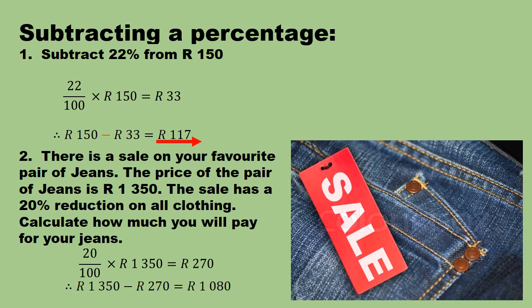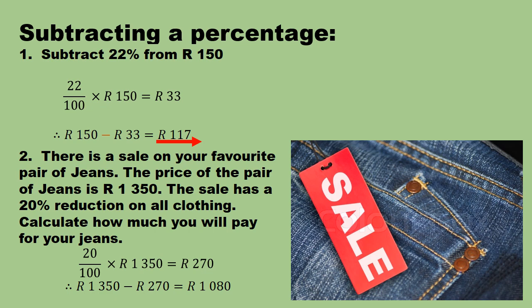Number 2, there's a sale on your favorite pair of jeans. The price of the jeans are 1,350 Rand. The sale has a 20% reduction on all the clothing. Calculate how much you will pay for your jeans. So first we need to find out what is the price that you're not going to pay. What amount are you getting for free because of the sale being implemented?